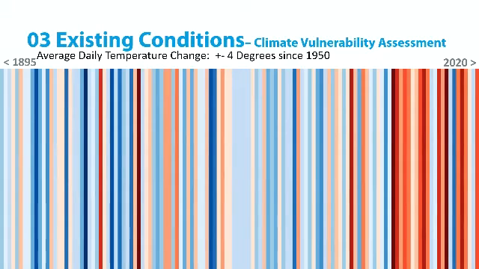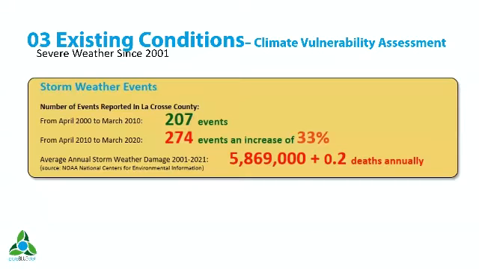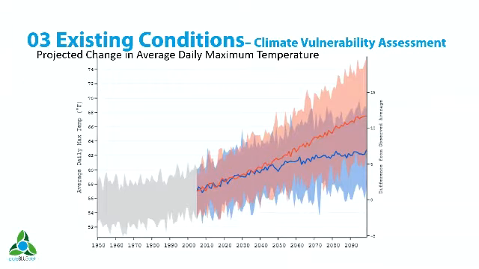Looking at the diagram here, this helps illustrate what's called the climate stripes diagram. It illustrates the average temperatures since 1895 for the state of Wisconsin. If it's blue, it's below average temperature. If it's red, it's above average temperature. You can definitely see a red shift towards the last part of the 20th century and into the 21st century. So we have definitely seen an increase in extreme weather.